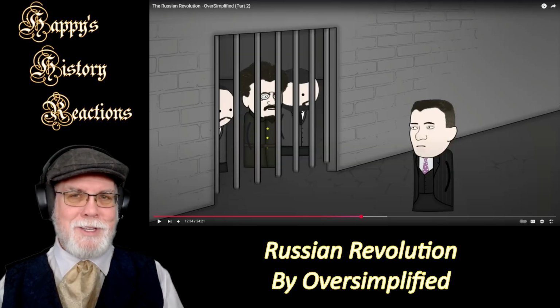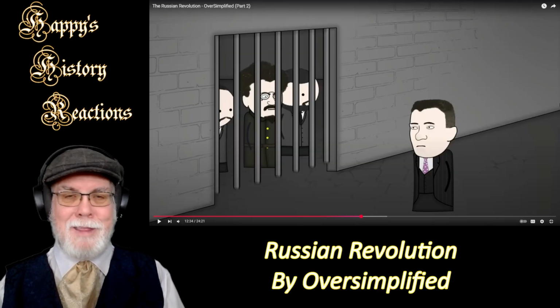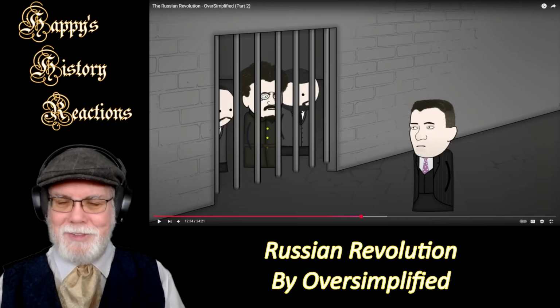Finger-licking good, that's a reference to Colonel Sanders. And yeah, I see that. Trotsky in that picture did look like Colonel Sanders.